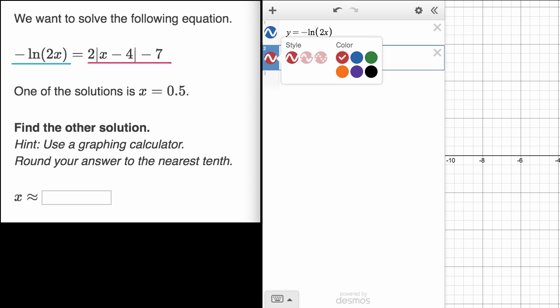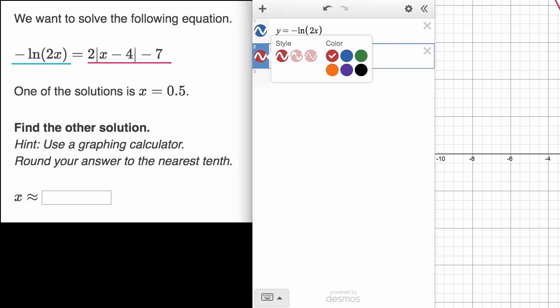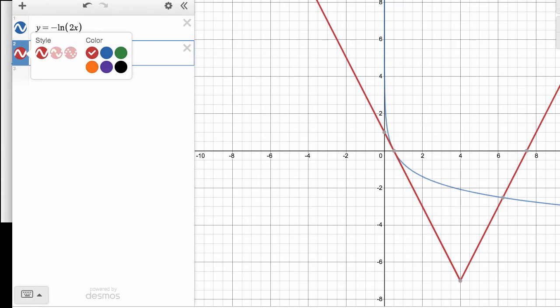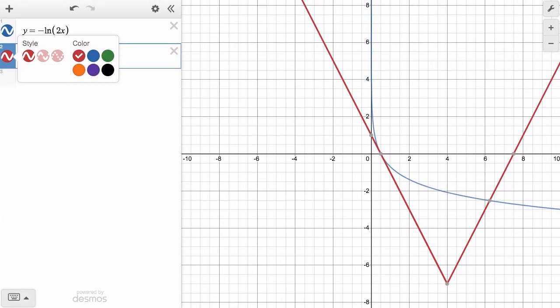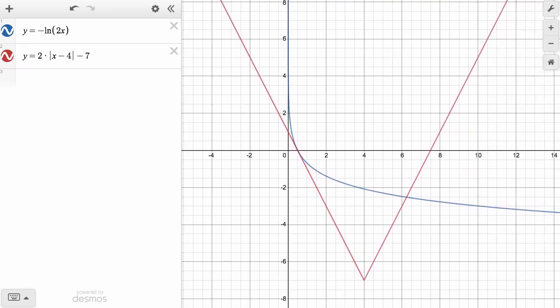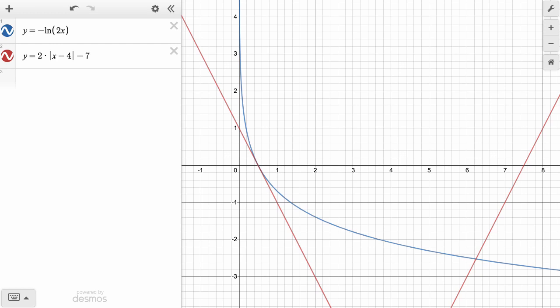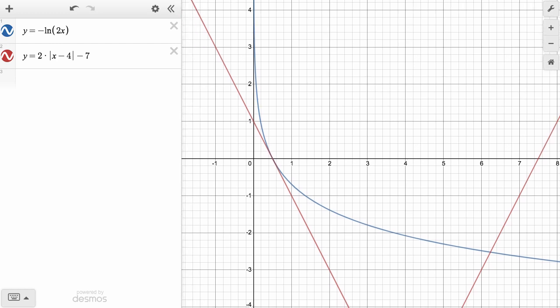Okay. So those are my two graphs. And now I just need to think about where they intersect. One of the solutions is x equal to 0.5. That's not the one they want. They want the other solution, so to speak. Actually, let me zoom in a little bit. When x is equal to 0.5, that's this solution right over here. It looks like y is equal to 0 there.